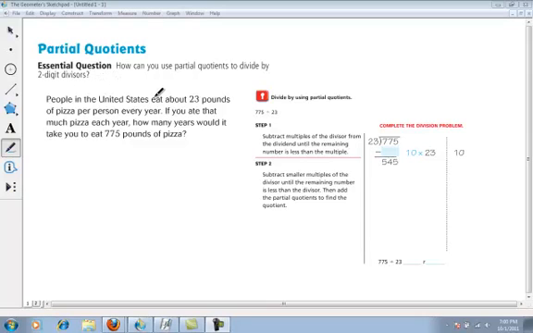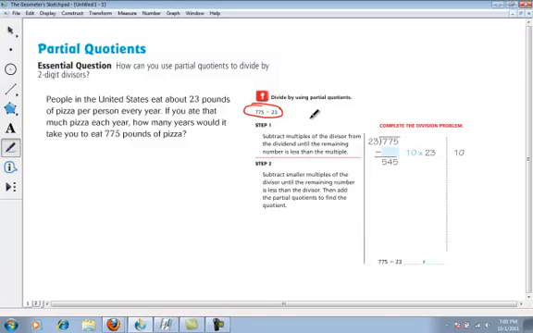People in the United States eat about 23 pounds of pizza per person every year. If you ate that much pizza each year, how many years would it take you to eat 775 pounds of pizza? Wow, that's a lot of pizza. Let's look how we can use partial quotients to solve this problem. We need to do 775 divided by 23.